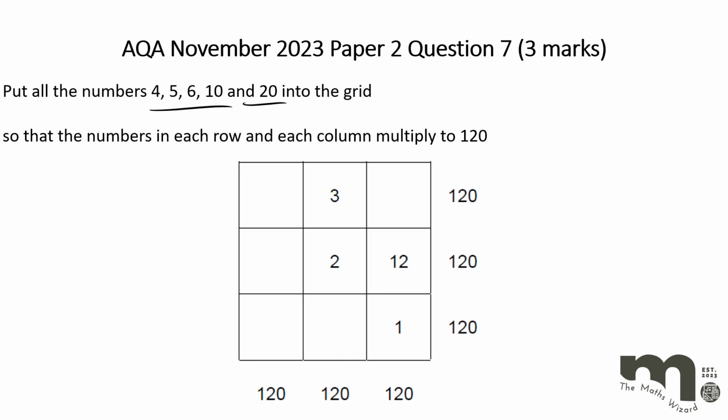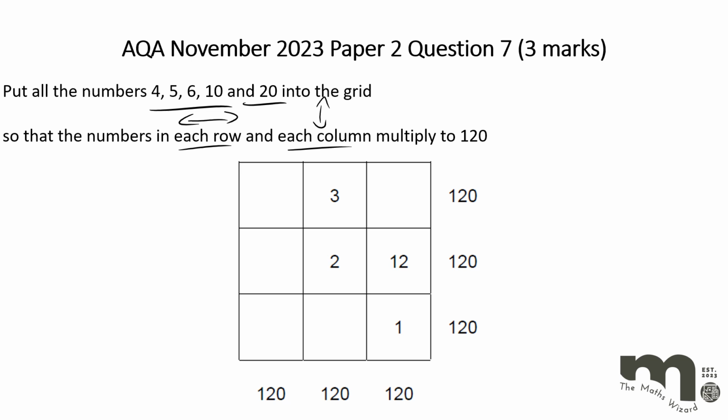And we need to ensure that each row, so a row is basically from left to right, each row multiplies to make 120, and then the same for each column. So each column has also got to multiply to make 120. So if you pause your video, then have a go. Okay, so let's take a look at this then.